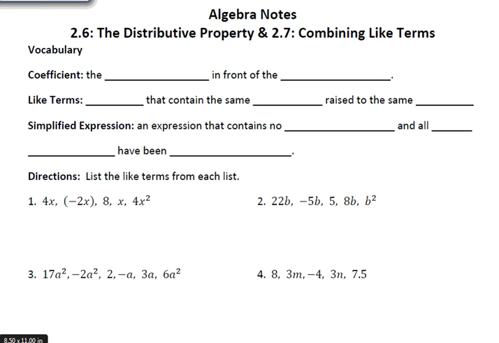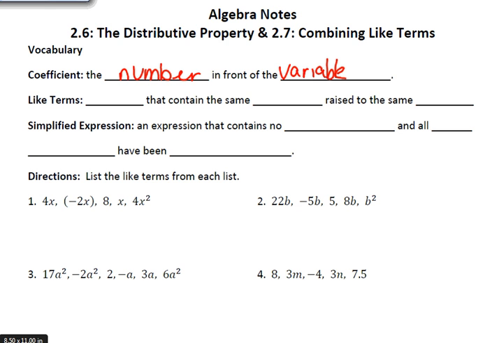2.6, 2.7, Part 2. Before we start the next section, we need to do a couple of vocabulary words. So our first vocabulary word here is coefficient. Coefficient is the number in front of the variable. So it is the number in front of the letter.